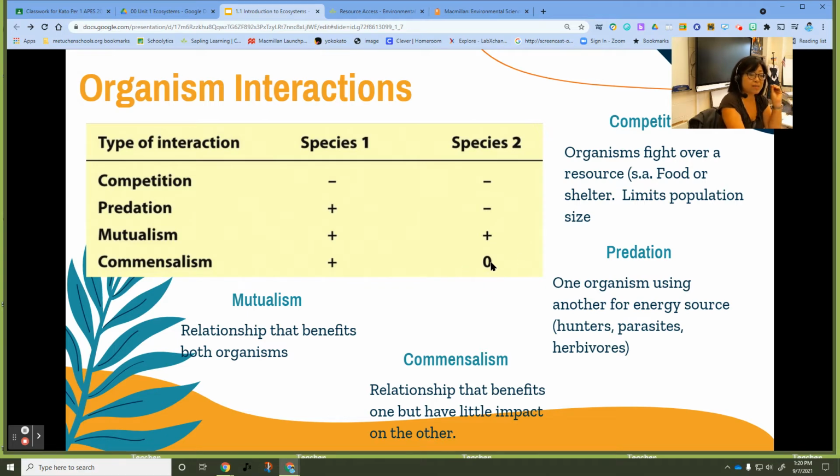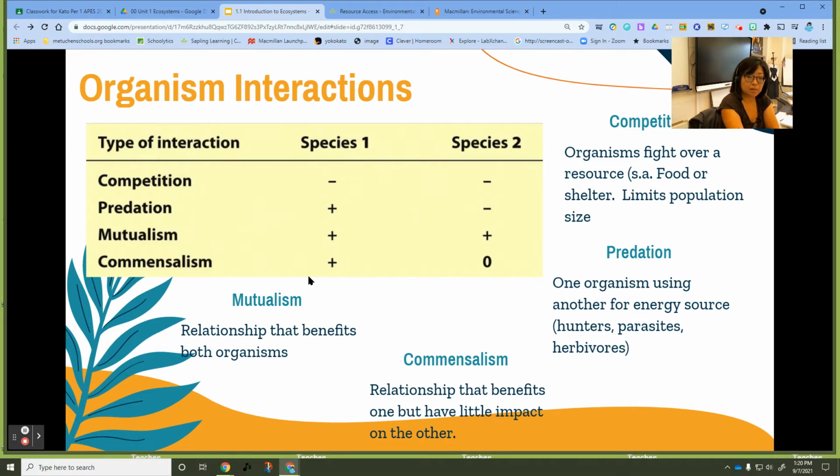And commensalism is when you have a plus zero interaction. The other one is not really affected, it doesn't really care if the first is there or not. Their population is not affected by the presence of the other. But for the first species, the presence of the other population definitely benefits them. Again, I'll give you some examples of that in a moment.